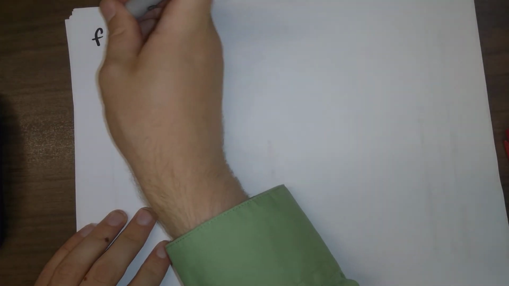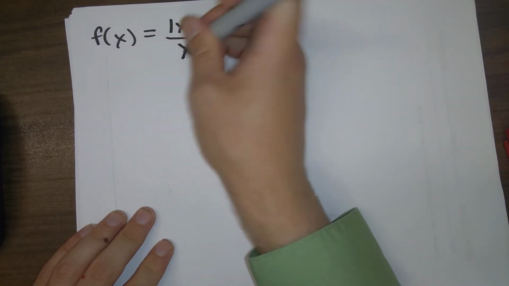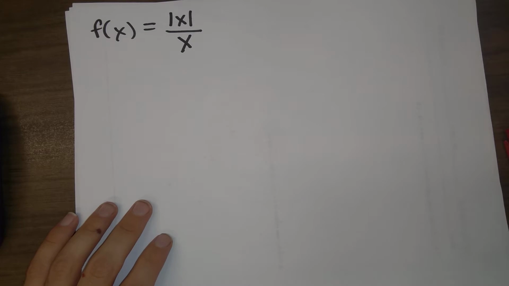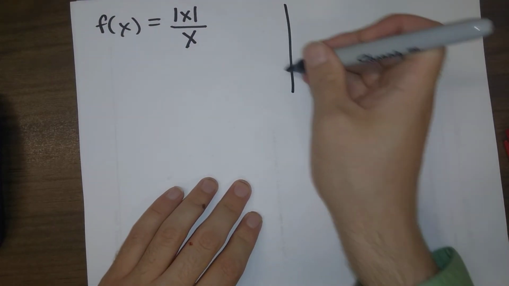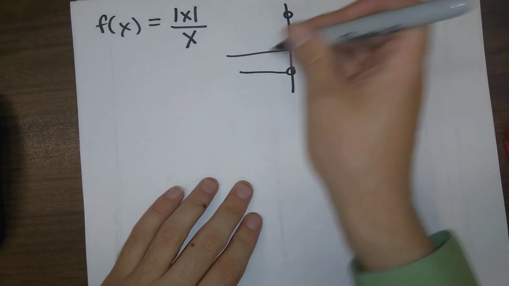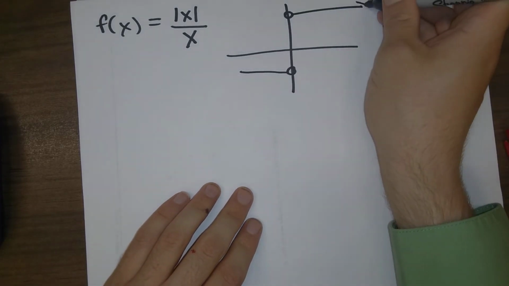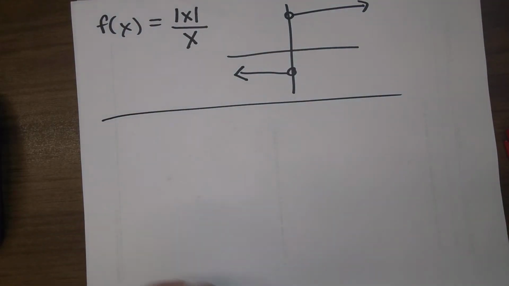So one example that we've thought about already in the past was the function where f of x is the absolute value of x over x. This function we saw ends up looking like this. So it has a jump discontinuity. How about another one?